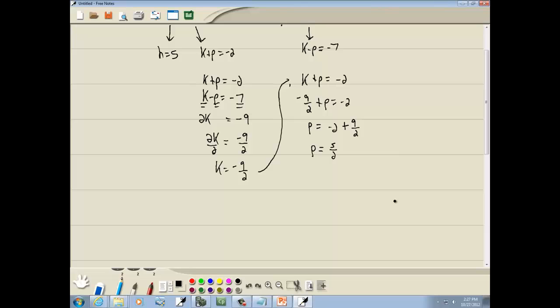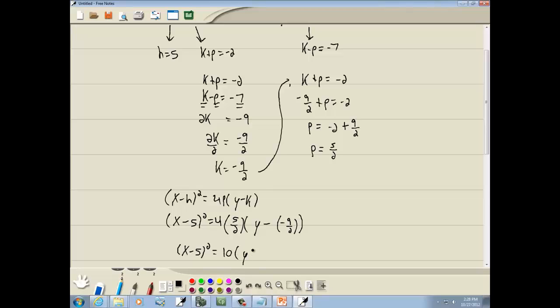Okay, so now we know h. Which formula was it? Top one. So x minus h squared equals 4p times y minus k. So we now know h, k, and p, so we'll plug them in. H is 5. 4 times p, and p is 5/2. And y minus k, so y minus, and then we put in -9/2. So we got x minus 5 squared equals 4 times 5 is 20, divided by 2 is 10, times y plus 9/2. And that's our answer.